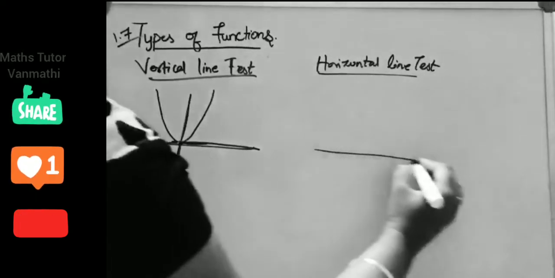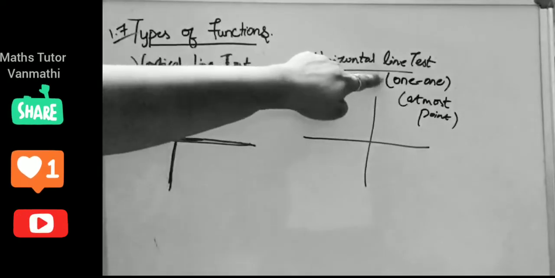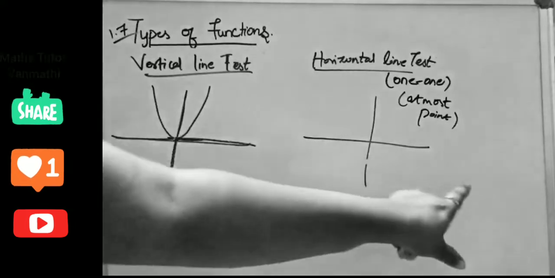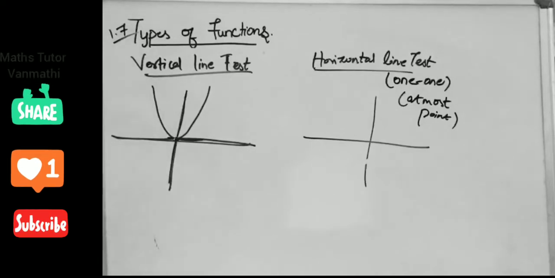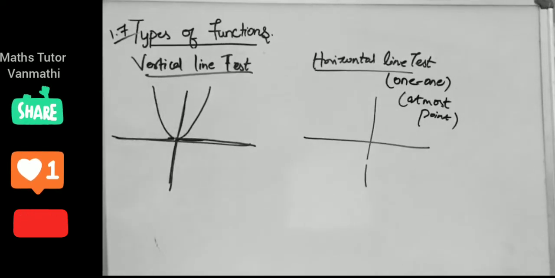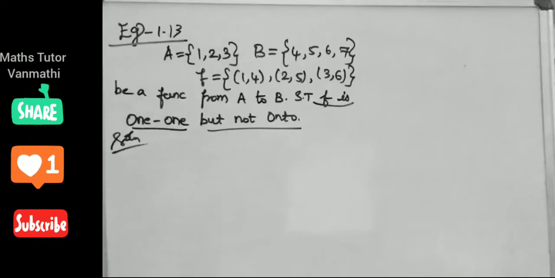Similarly, horizontal line test. A function represented in a graph is one to one if every horizontal line intersects the curve in at most one point. Clear? Just see the definition, and some basic examples are given in your examples and exercises. You just go through them using the definition. Next we can move on to the example.